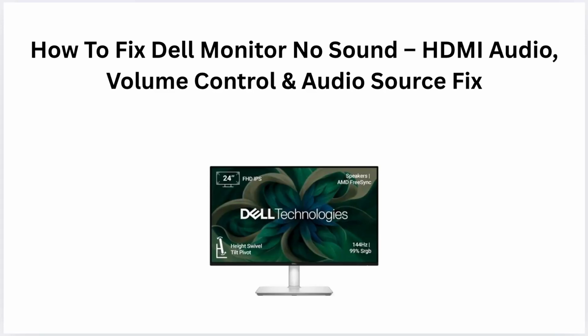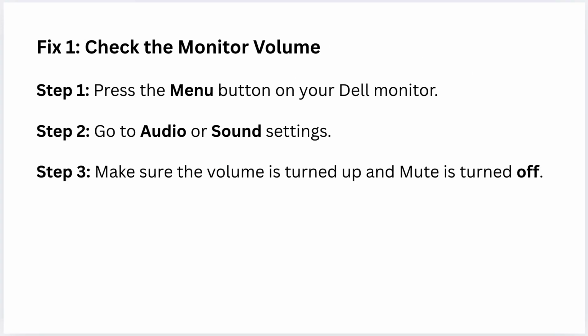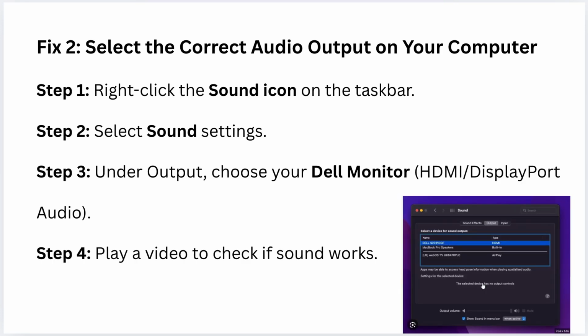Hey everyone, in this video we will see how to fix Dell monitor no sound, HDMI audio, volume control and audio source. Fix 1 is check the monitor volume. Press the menu button on your Dell monitor, then go to audio or sound setting. Then make sure the volume is turned up and mute is turned off.